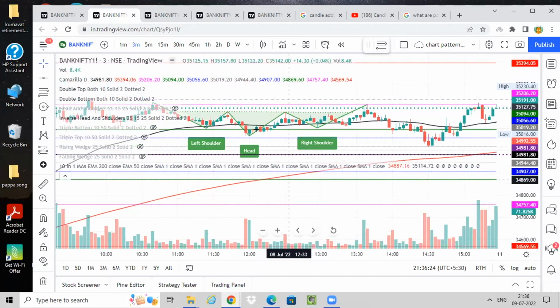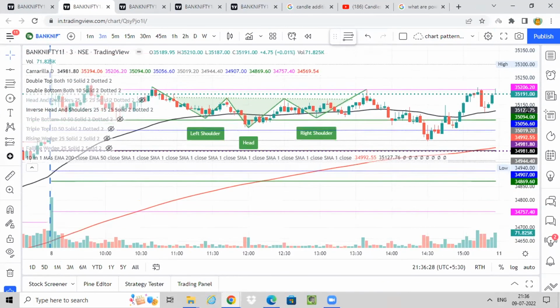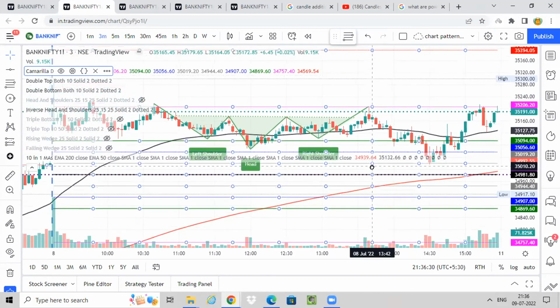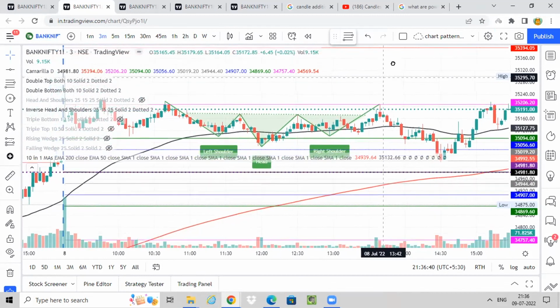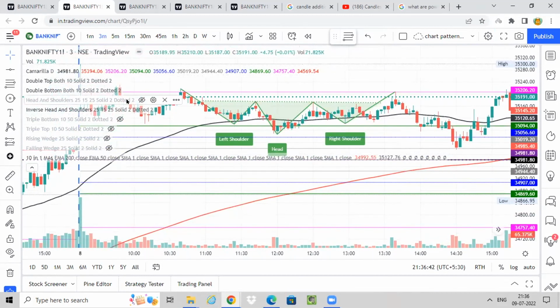So here, this is a head and shoulder pattern. But instead of giving a bullish breakout, there was a resistance level here, which is why it didn't move up. So this is one pattern. I'll just turn on all the patterns.